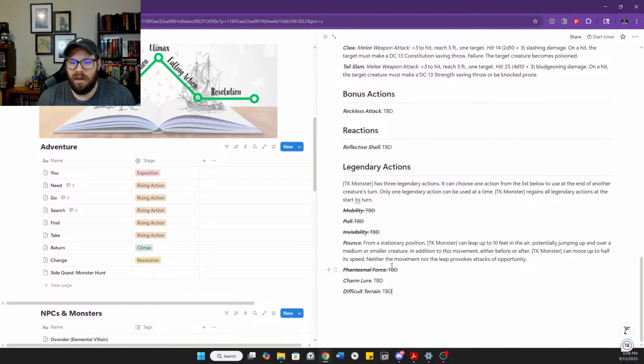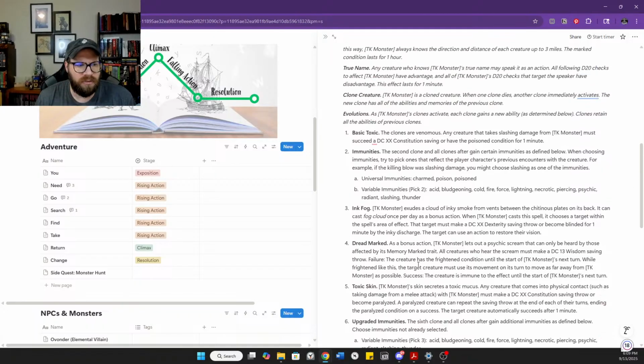So let's start with this charm lure mechanic. I think at its core, the idea of this is that this is akin to a siren song, a harpy song, something along those lines, that this creature can emit and pull prey into it. So let's figure out what we want to do with this.